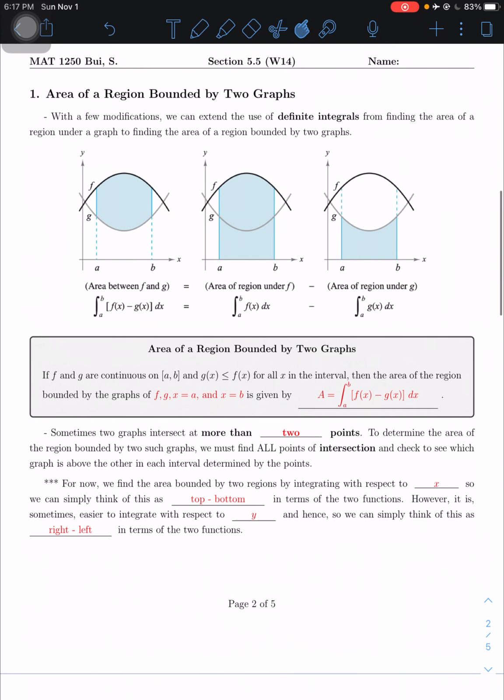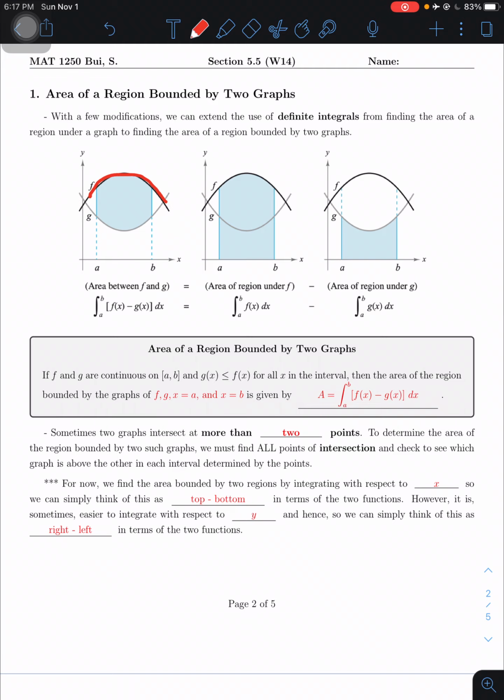Okay, first off, we have area of region bounded by 2 graphs. So the last time we just talked about 1 function, right? But this time we're going to have 2 functions, f and g. And obviously one will be on top of the other function for the examples in here. In each of the pictures, we can see that F is on top of G for this part, but then F is underneath of G for the little tails in here.